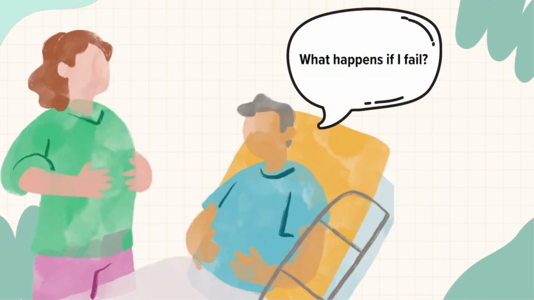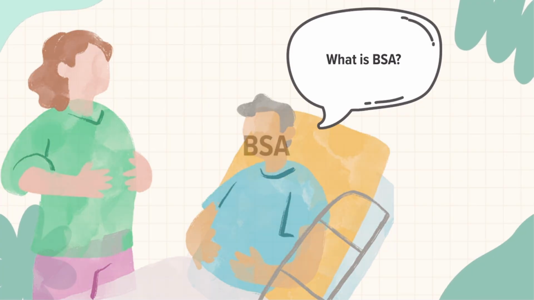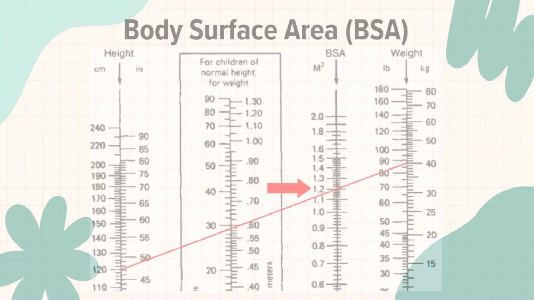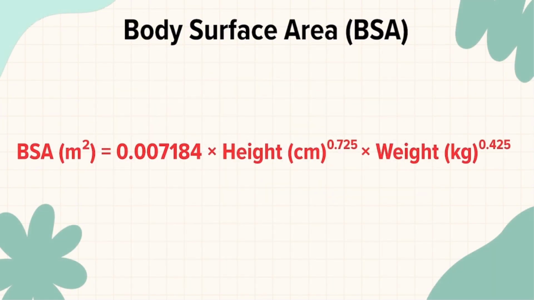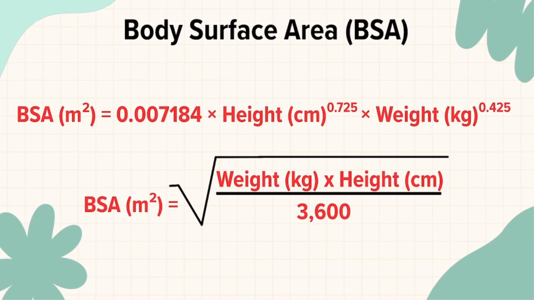Well, what happens if I fail the high-flow nasal cannula? Great question. This is where we move on to other interventions. But first, we must calculate the BSA. What is a BSA? BSA stands for body surface area. One way to calculate BSA is by looking at a nomogram. Another way is using this formula, where BSA is in meters squared, body height in centimeters, and weight in kilograms.